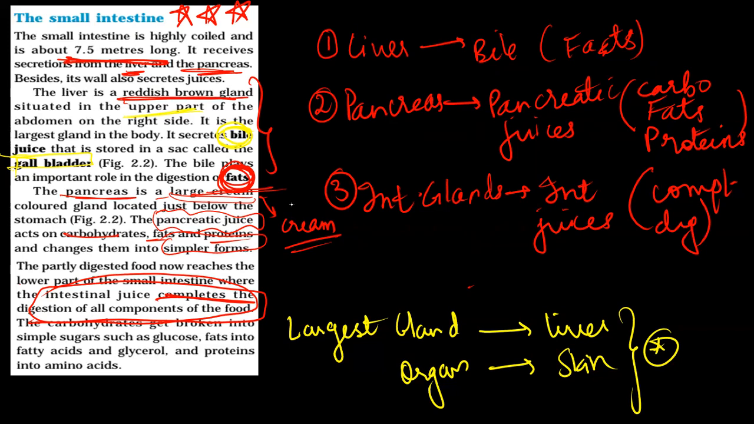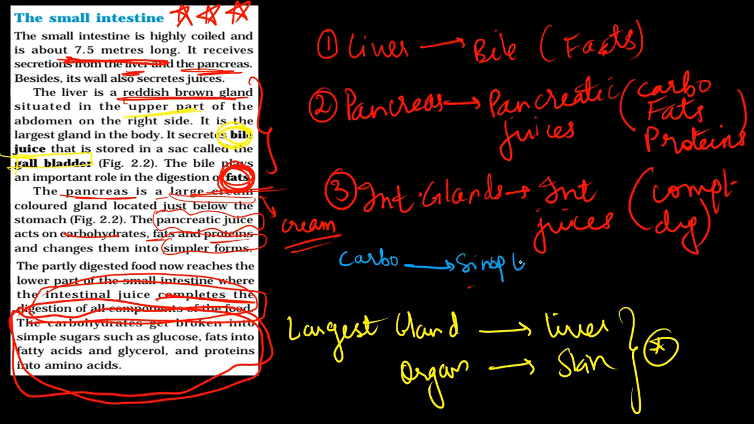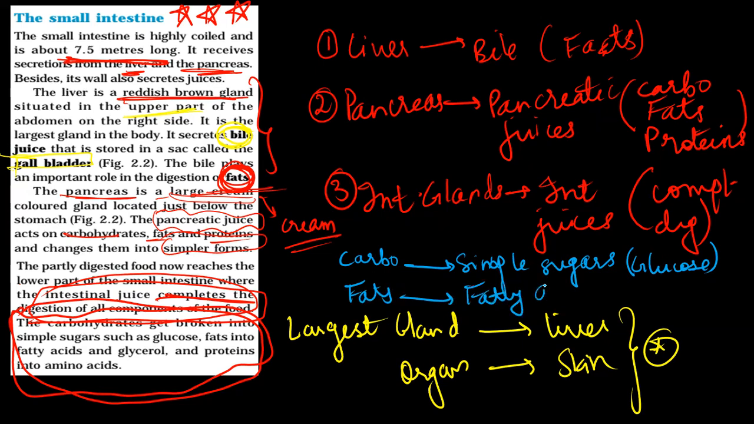So here we have everything completed, which means ingestion completed, digestion completed, three processes left. This is very, very important. The final end products. What are the final end products? Carbohydrates get converted into simple sugars like glucose. Example, glucose is a simple sugar. Then fats get converted to fatty acids and glycerol.